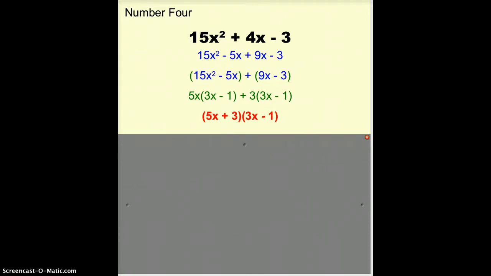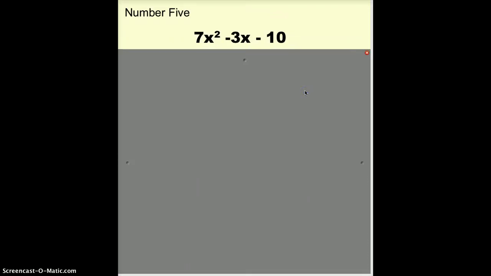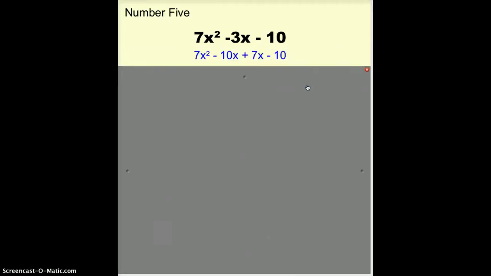Number 5, 7x squared minus 3x minus 10. Pause the video here. So I need to think what numbers multiply to negative 70 but add to negative 3. Using the helpful order, I have 7x squared minus 10x plus 7x minus 10. Always check to see, does negative 10x plus 7x, if I rewrite it, give me what I started with, which is negative 3? And it does.